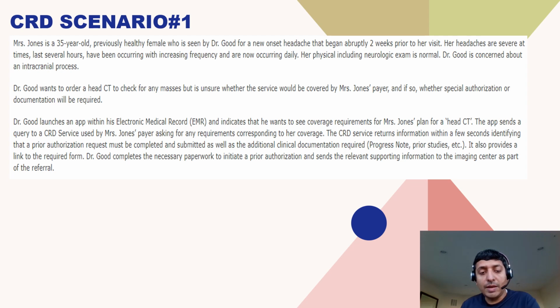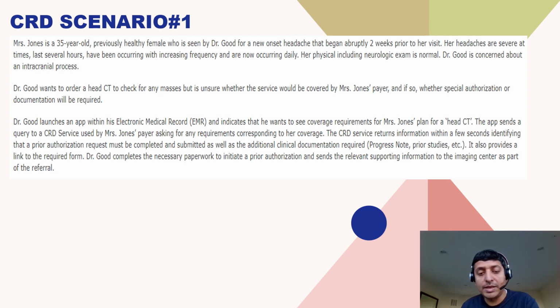Dr. Good launches an app within his electronic medical record, EMR, and indicates that he wants to see coverage requirements for Mrs. Jones' plan for a head CT. The app sends a query to a CRD service used by Mrs. Jones' payer asking for any requirements corresponding to her coverage. The CRD service returns information within a few seconds, identifying that a prior authorization request must be completed and submitted, as well as the additional clinical documentation required, for example, progress notes, prior studies, etc. It also provides a link to the required form.